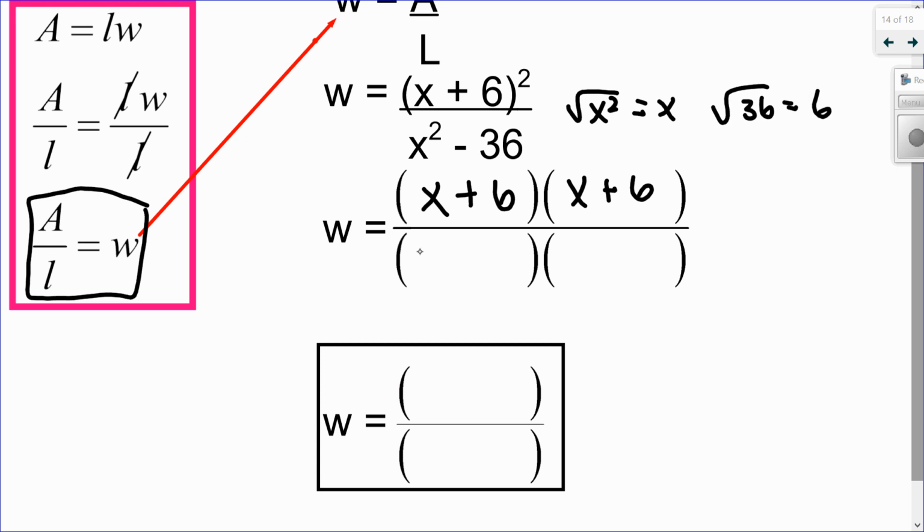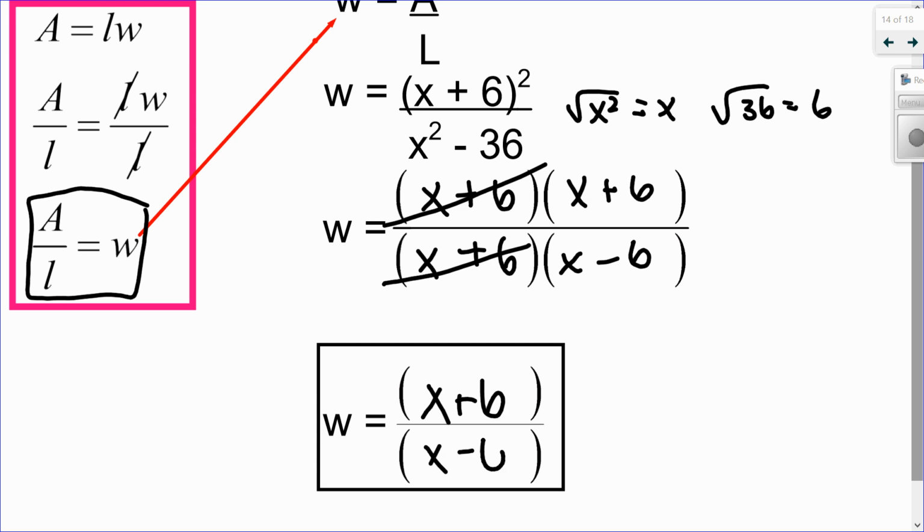So square root of x squared, x is first. Square root of 36, 6 is second. Add one set, subtract the other. And then you can see a common factor of x plus 6. So it simplifies to be x plus 6 over x minus 6. That would be the expression for the width.